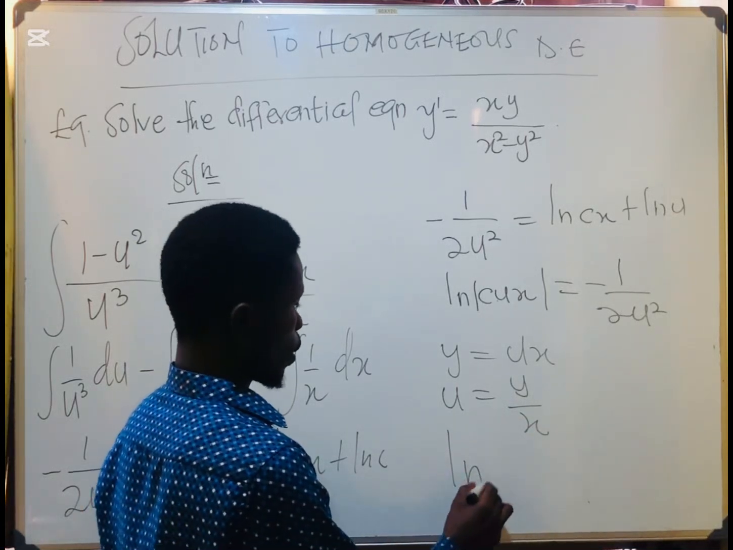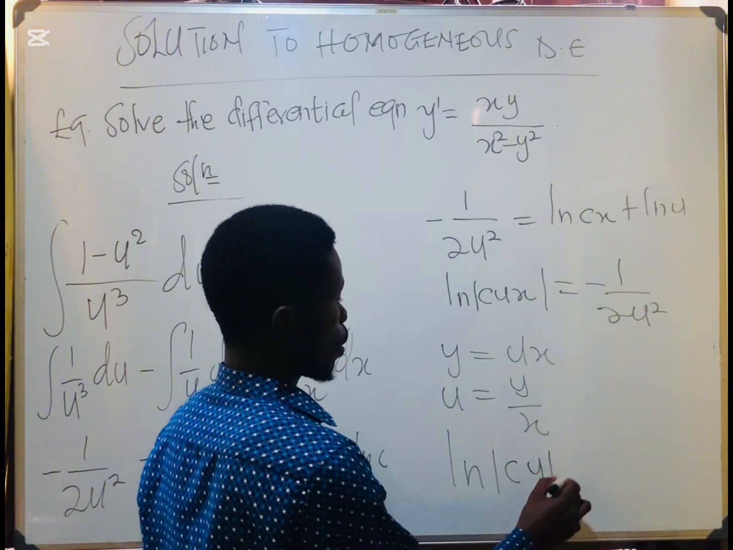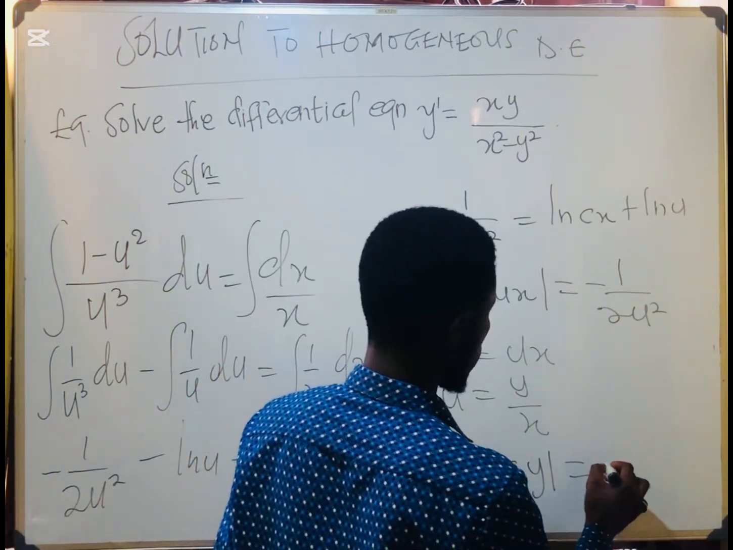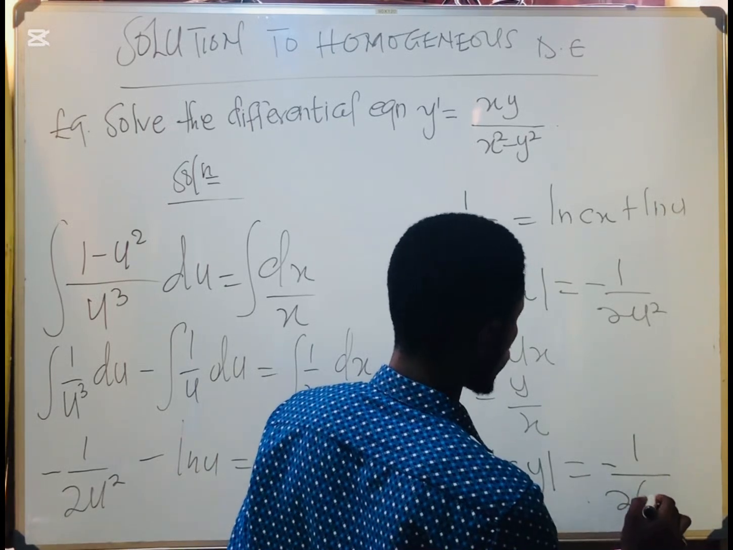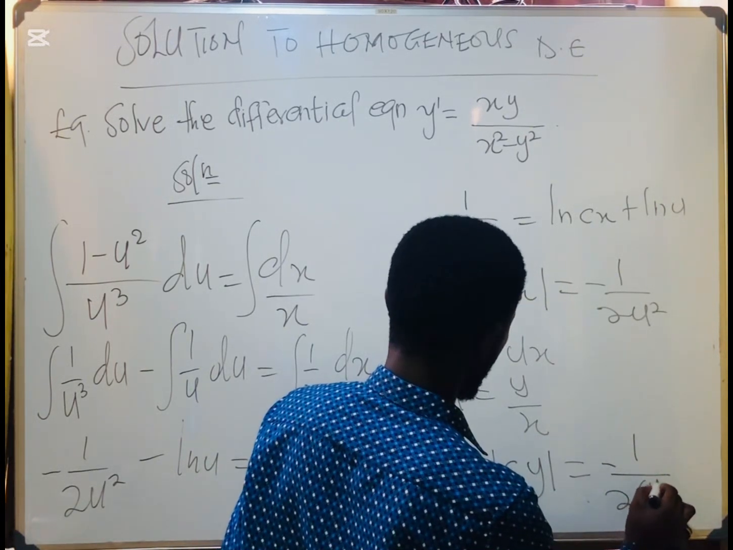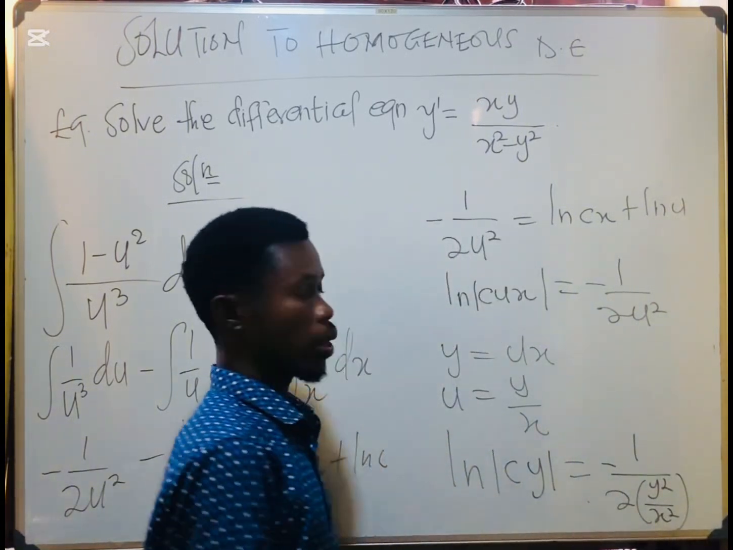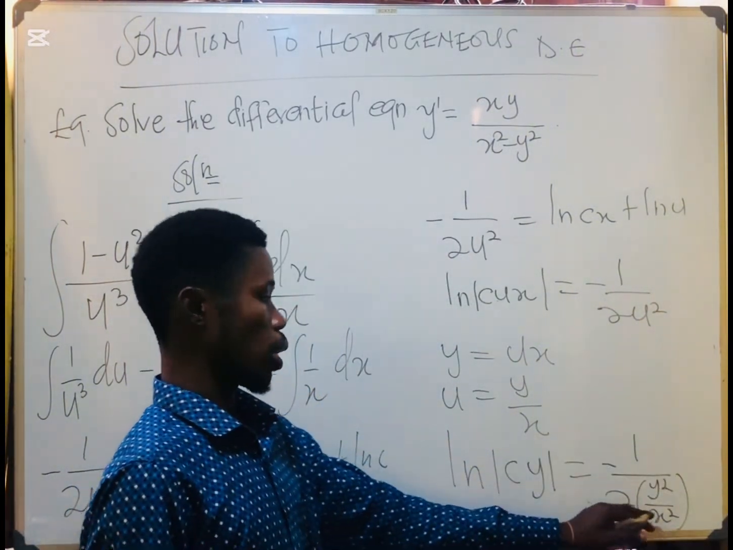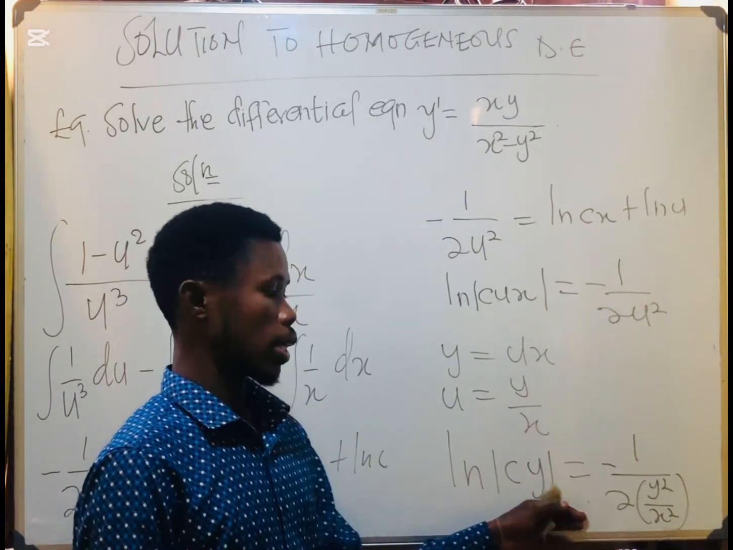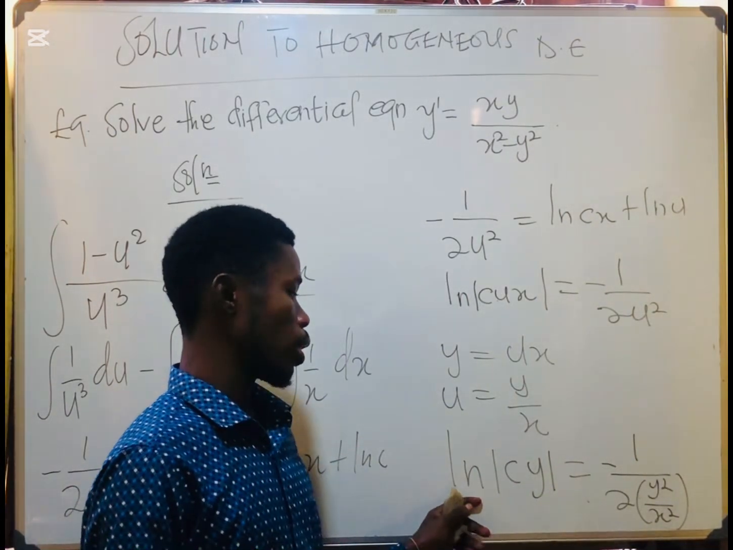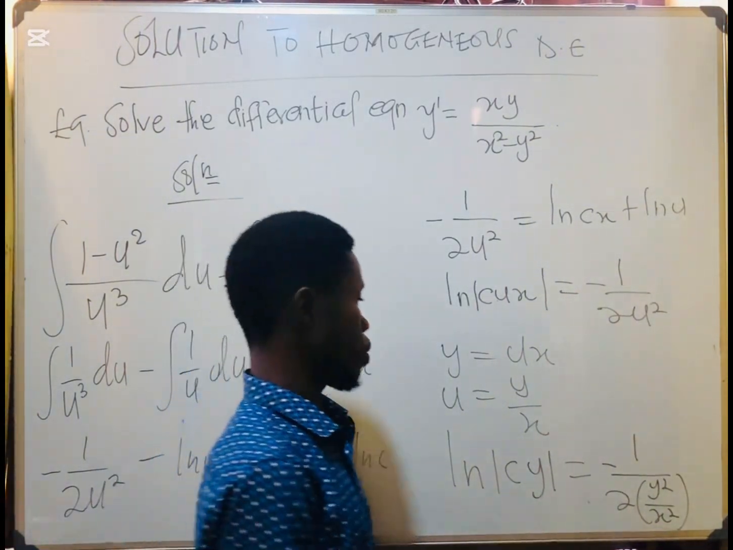So I'm going to have ln cy equals negative 1 over 2 y squared over x squared. This one you can rewrite so that the x squared goes to the top. So this will be our final answer. Somebody can decide to take e on both sides so that the ln will go, leaving cy. Okay, this is what I'm trying to say.